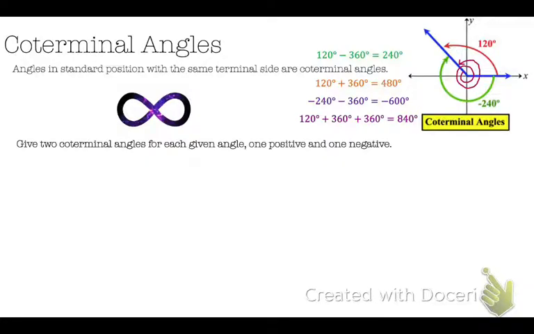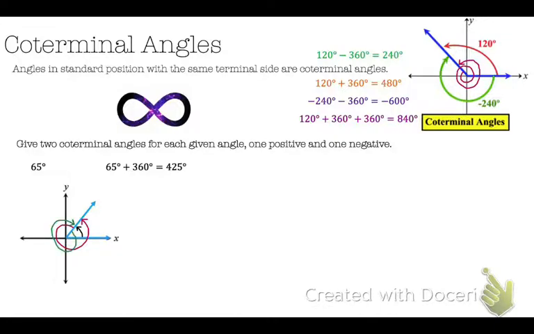Give two coterminal angles for each given angle, one positive, one negative. So if we have 65, let's graph it first. That's going to be right there. Now, if I want to find the coterminal angle, I can add 360 to it. And I get 65 plus 360 is 425. So that's one coterminal angle.